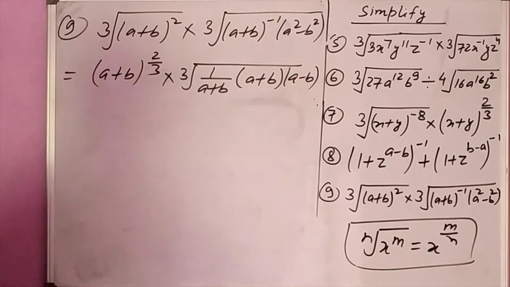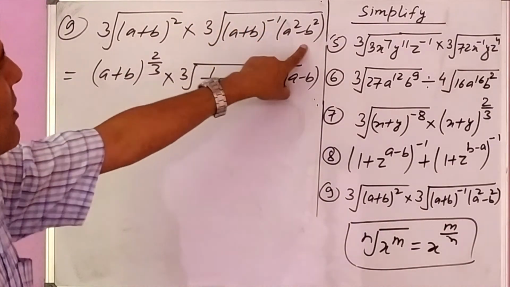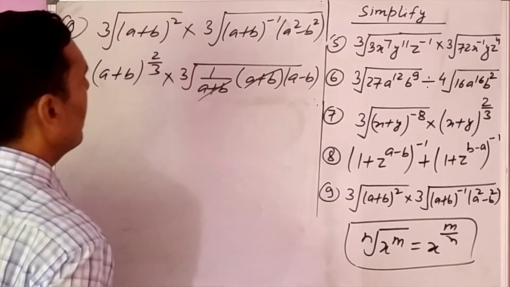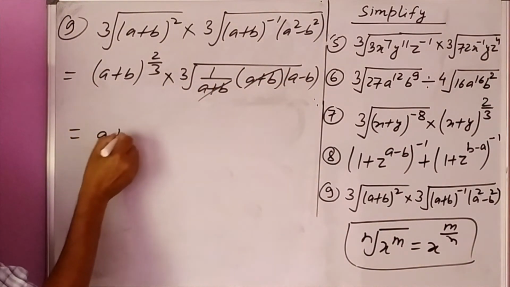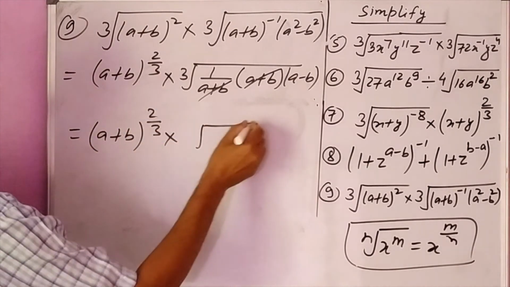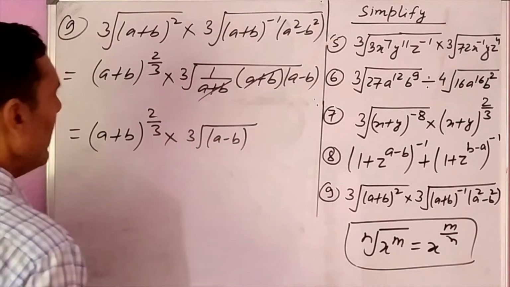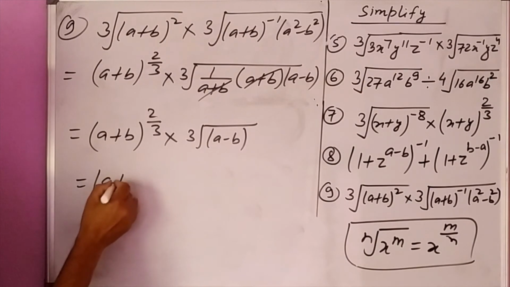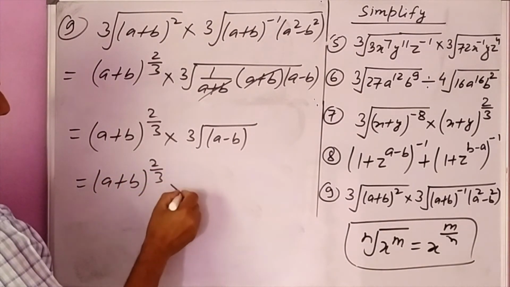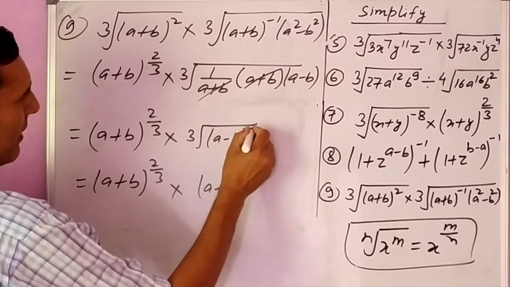Look at it now. a plus b to the power minus 1 is 1 upon a plus b, and a square minus b square is a plus b times a minus b, so this a plus b is cancelled here. So a plus b to the power 2 upon 3, into cube root of a minus b only. So it is a plus b to the power 2 upon 3. This can be written as a minus b to the power 1 upon 3, as it has the power 1.